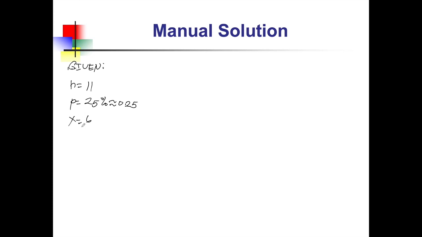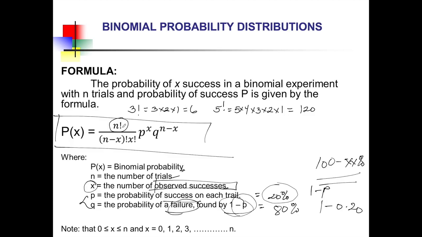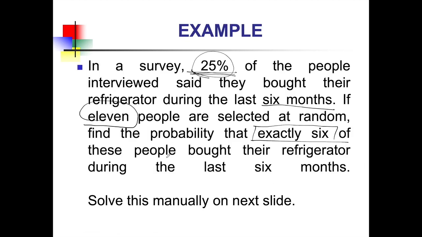Exactly 6, why? Earlier, we took this 6 as the number of months, the previous 6 months when they bought. But now, it is also considered as 6, the value of our X, because if you go back, our formula is equated to the P of X. Meaning, when we say P of X, going back to the binomial probability, what is the probability of exactly six of the 11 people asked having bought their refrigerator in the last 6 months? I hope you got it.